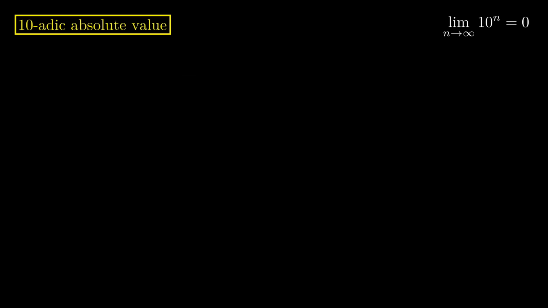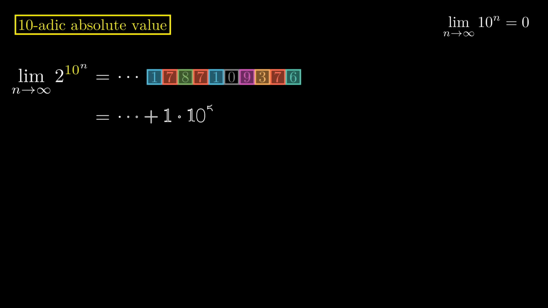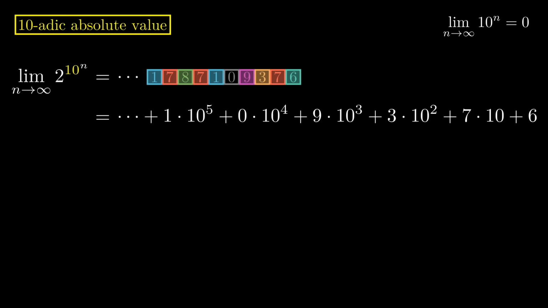This is a good thing too, because it means that there's hope of actually making sense of infinite sums, like the limit of 2 to the 10 to the n that we discovered. It's not infinity, it's a p-adic integer.